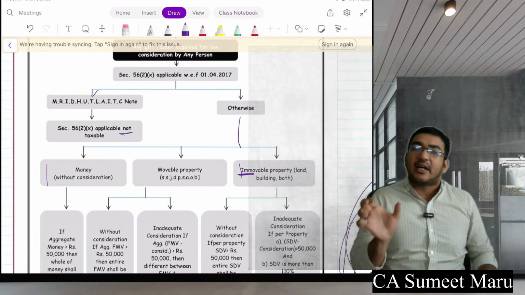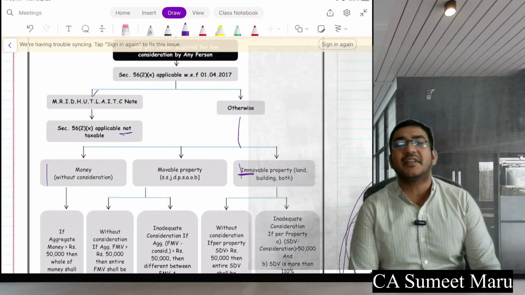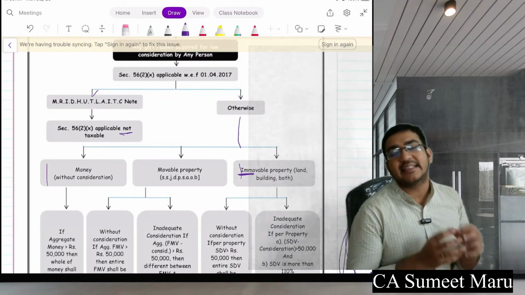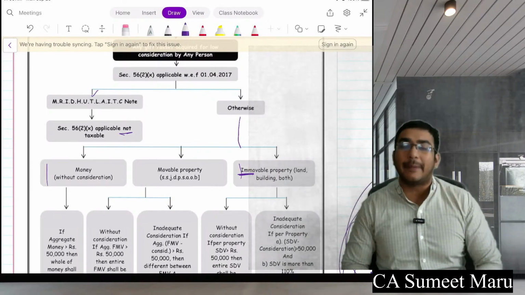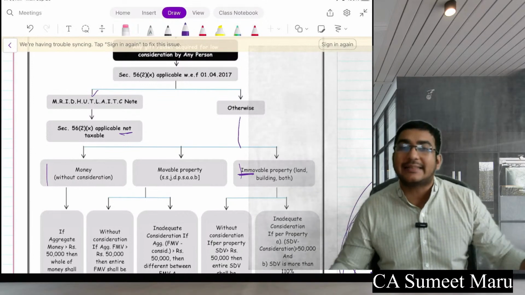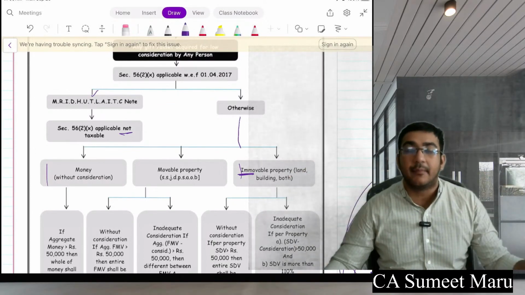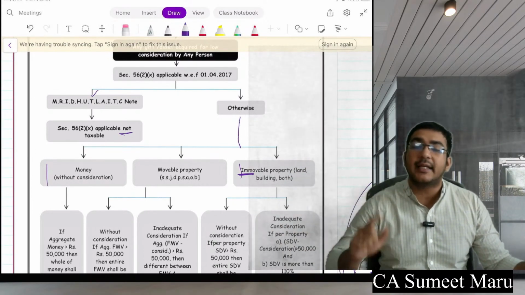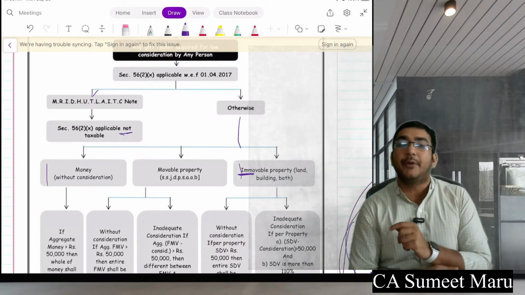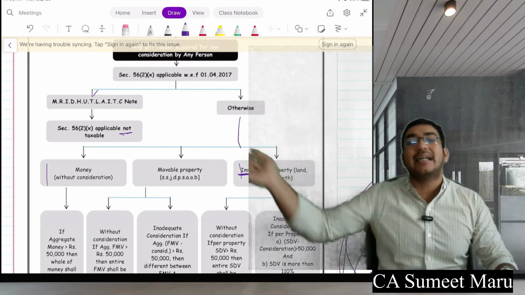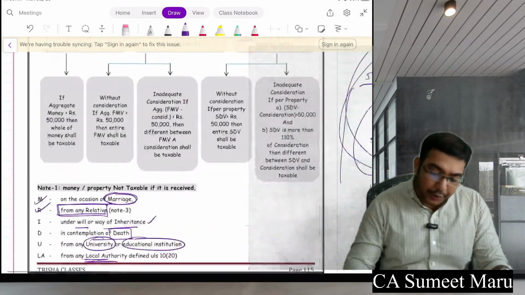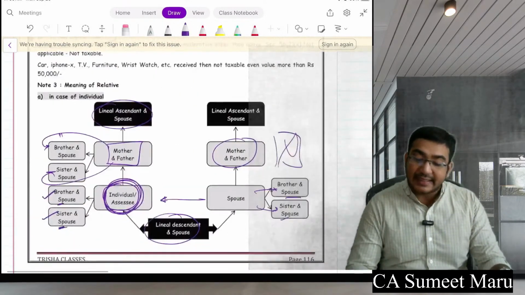Everyone clear? 50,000 is a separate limit for this, and the last one, the third part, is immovable property, which has its own separate 50,000 limit. Accordingly you will tax it with a different 50,000 limit for each of them. Remember, each has a 50,000 limit. In case of immovable property, you will compare with the stamp duty value. If the sale consideration is more than 110% of the stamp duty value. Okay, moving forward, we have seen relatives. Who are relatives here?